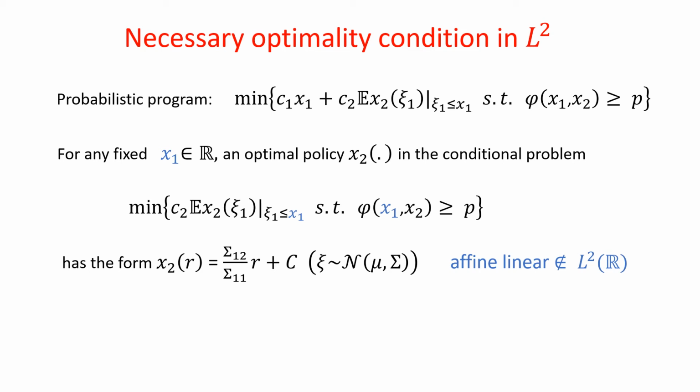Exploiting the previously obtained gradient formulae, we may derive necessary optimality conditions for this problem, which lead us to the fact that the optimal second stage policy is necessarily an affine linear function whose slope is given by the ratio of covariance and first component variance of our random vector. Since affine linear functions do not belong to L2 of R unless they are identically zero, we derive that there does not exist any solution in the L2 space.